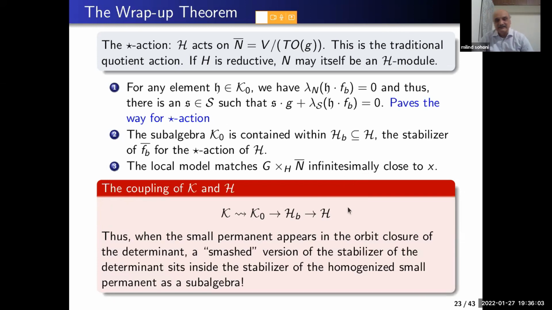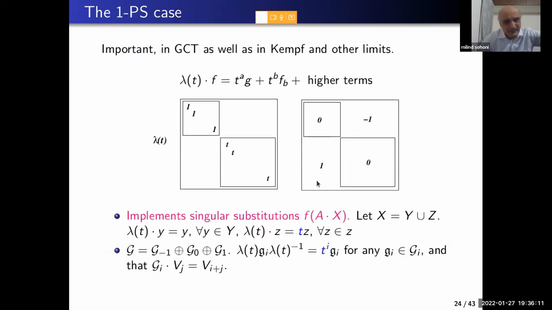So this is the application, the wrap-up theorem for what happens under a one parameter family. The simplest case, of course, which is important for GCT, is when we have a very simple one parameter family, just 1, 1, 1 and t, t, t, right? Under this case, it just implements a singular substitution. So if I have a form F and I want to substitute a singular matrix for X, then one can easily implement it by this form. And G is really nothing but, under this substitution, the leading term.